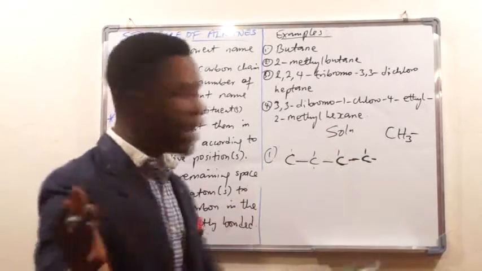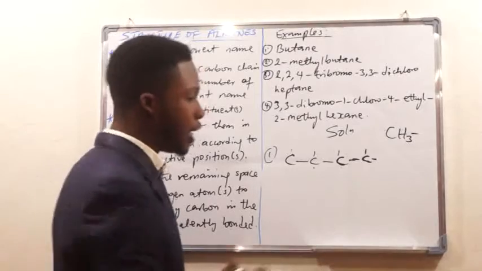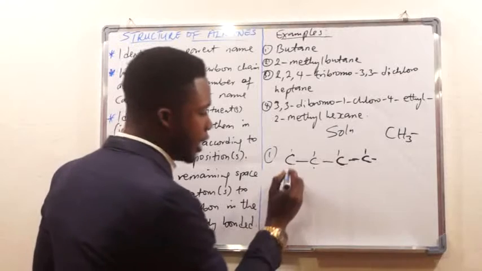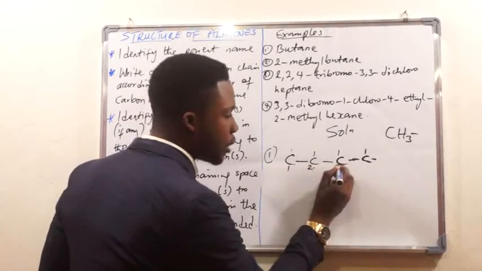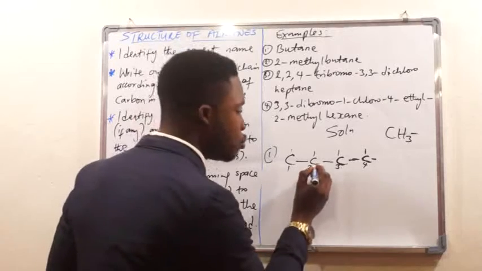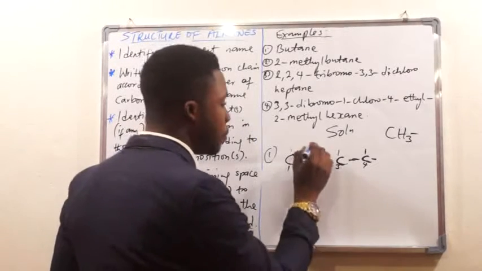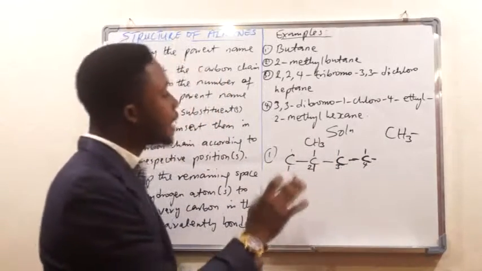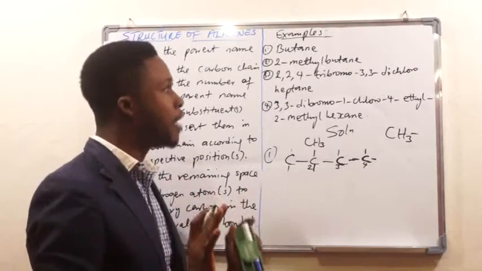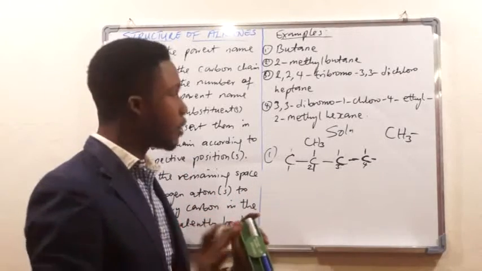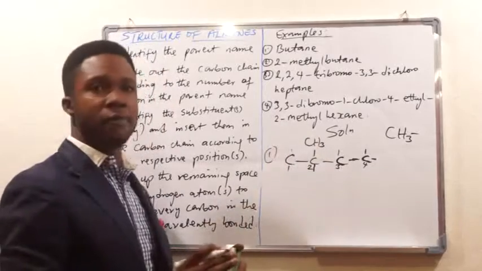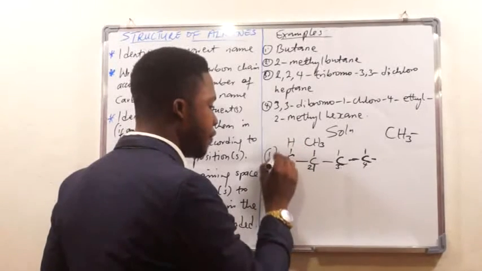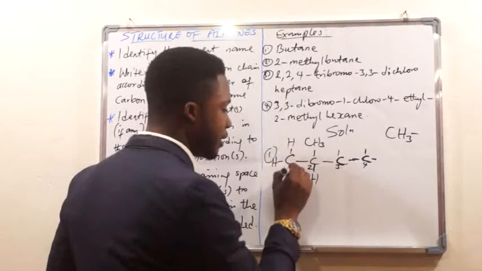So we can choose any part of this chain to count from, either right or left. Now let me start from the left. Let this be my carbon 1, and this is carbon 2, carbon 3, and carbon 4. Now at carbon 2, there is a methyl group. It doesn't matter if it is up or down. And that seems to be the only substituent we have in this compound. Then we fill up every other space in the carbons with our hydrogen atoms, so as to make sure that every one of the carbons is tetravalently bonded.